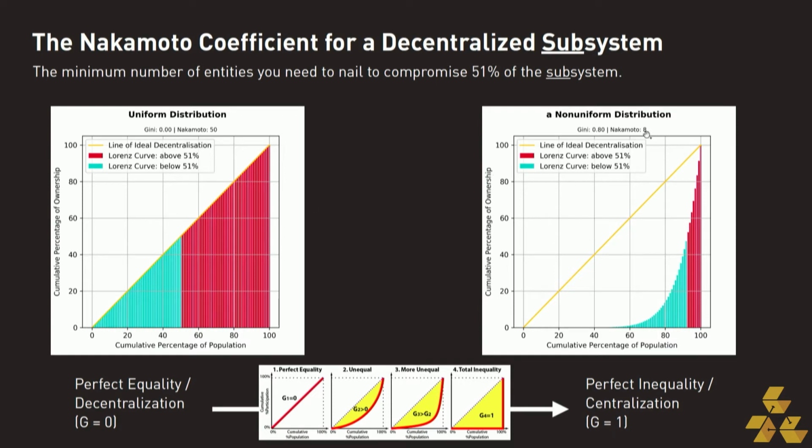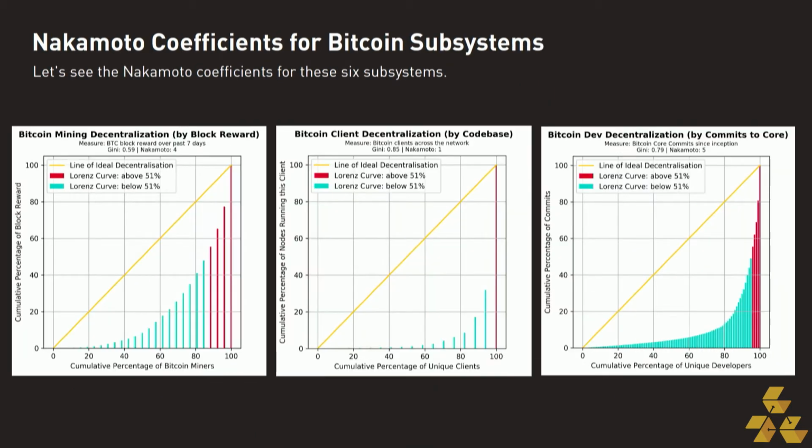Whereas here, it's much more skewed, and you'd have to capture 8 people in order to capture 51% of the power. That captures an intuitive integer kind of measure of how centralized the system is. Here, 8 people control more than 51%. Here, it's so even that you need to get 50 to get 51%. Okay.